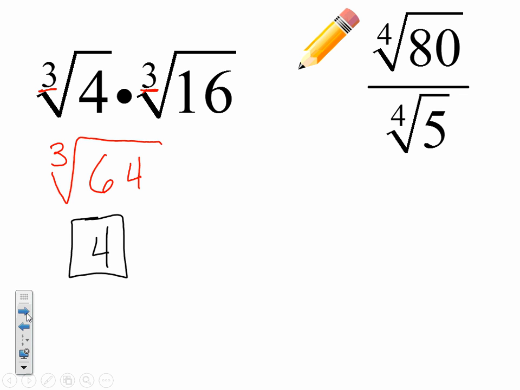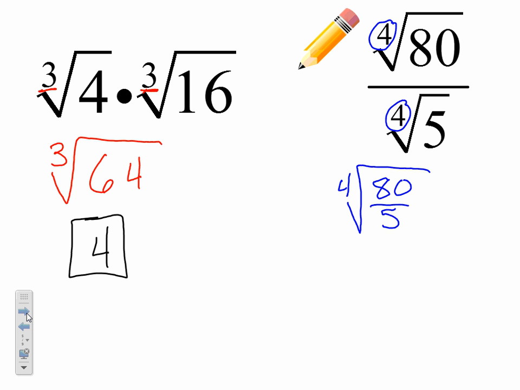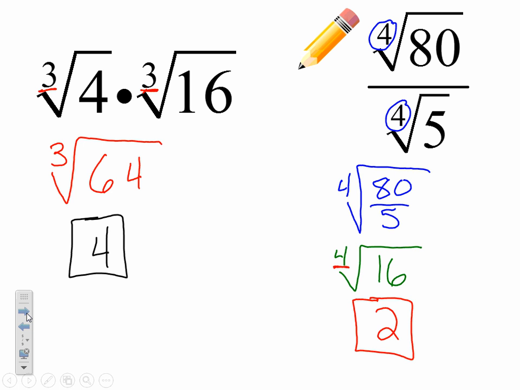Example number 2 is like this. We're going to be working with division. Now in this one, if you notice also, we have the same roots. When we have that, we can put them under the same root together. So we're going to have 80 divided by 5. So if I simplify that, I'm going to have the fourth root. 80 divided by 5 is 16. And 16 is a perfect fourth root if we look at our perfect roots chart. And that's just going to be 2. So that's our final answer for that one. Make sure we have both of these in our notes, please.